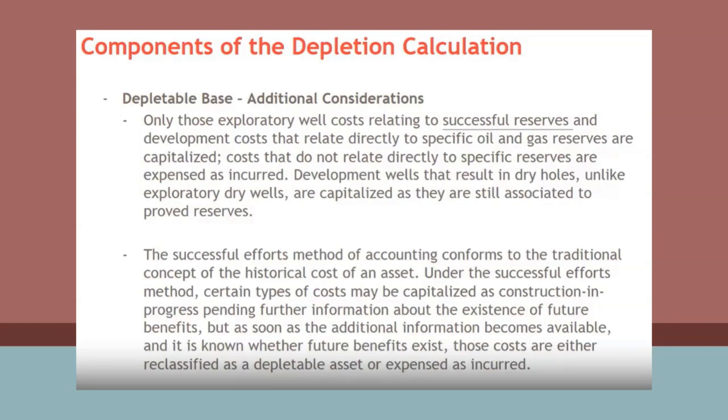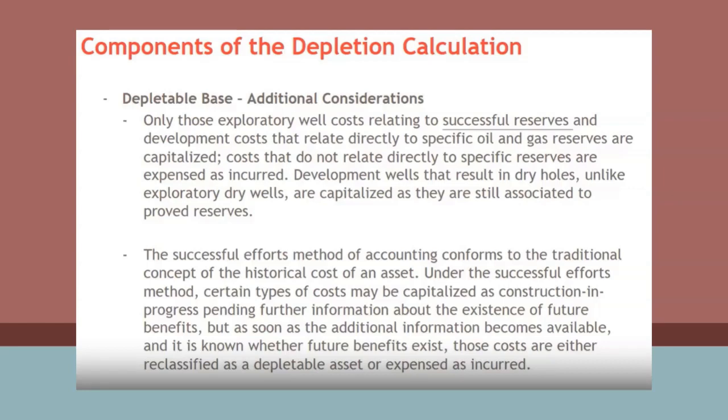Continuing with the components of the depletion calc, reiterating a few things: only exploratory wells relating to successful reserves and development costs that relate directly to specific reserves are capitalized. Costs that do not relate specifically to reserves are expensed as incurred. So that's hitting on the dry hole exploratory cost again.